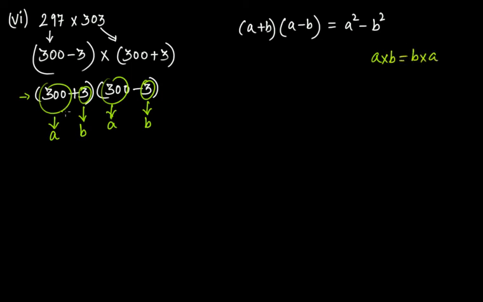Okay, so this is (a plus b) multiplied by (a minus b). This should be equal to a squared minus b squared. So what's a here? A is 300, so 300 squared minus b squared means 3 squared. This is 90,000, and this is minus 9. This is 90,000 minus 9. This is equal to 89,991.